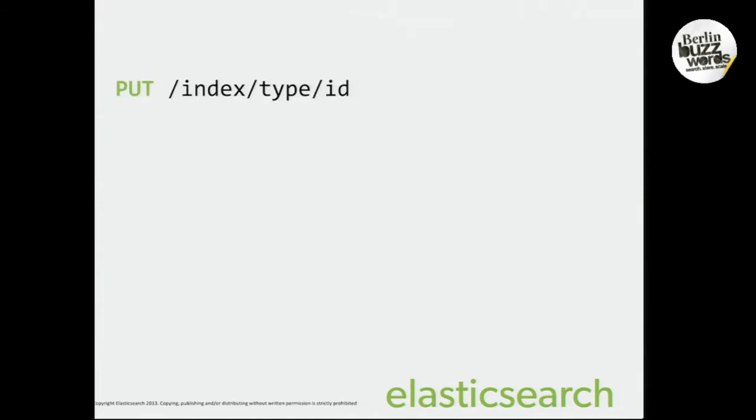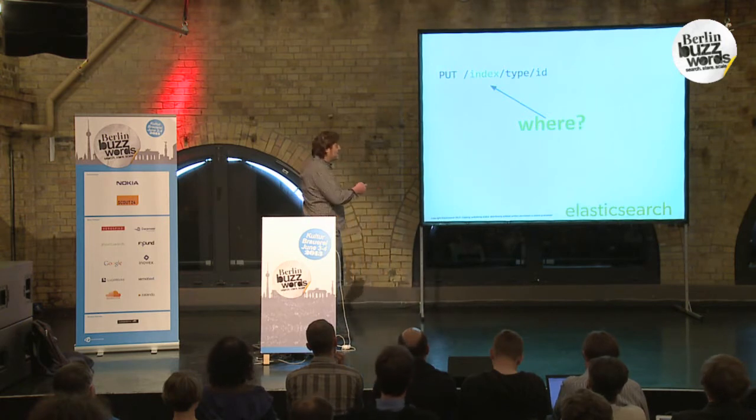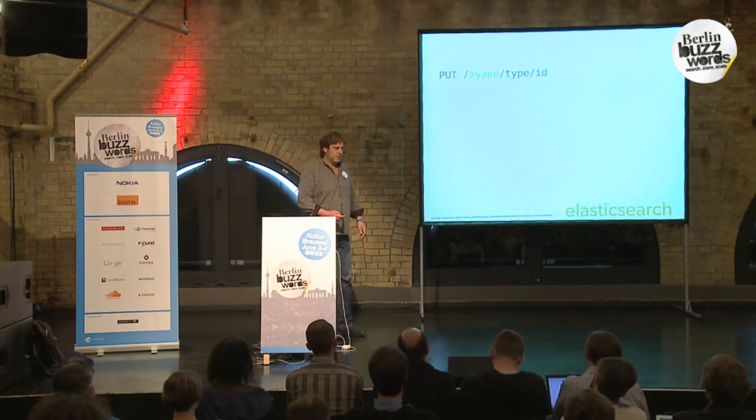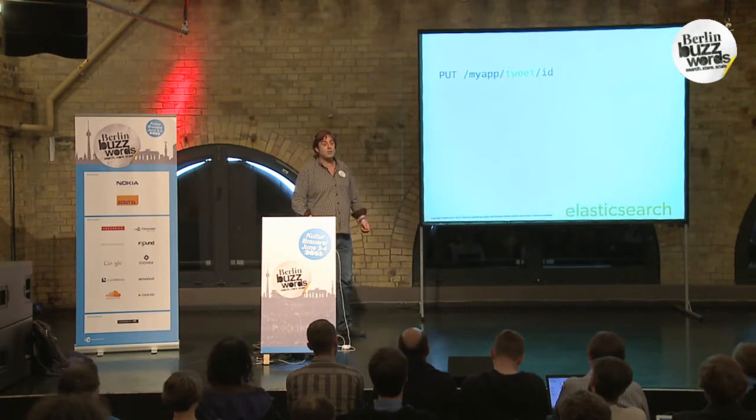You put it. You need to say where you're going to put it, and you have to specify the index, which is like a database in a traditional database. We'll imaginatively call it my app. Then, what is it? Well, it's a tweet. And which tweet is it? We'll just call it tweet1. And if you don't give it an ID, then Elasticsearch will generate one for you. But this ID is unique in this index and type.